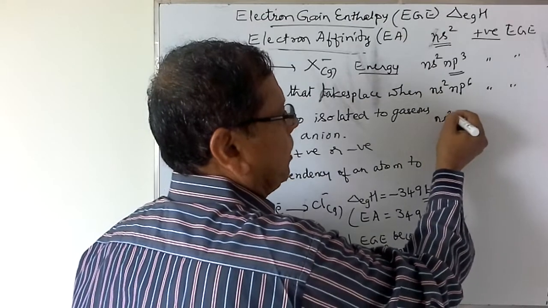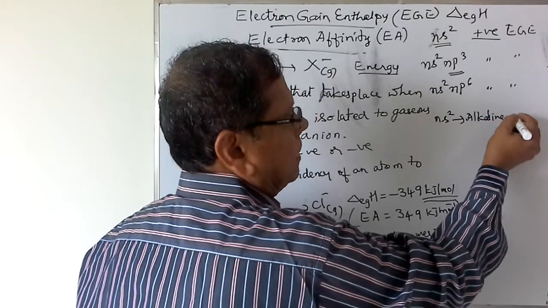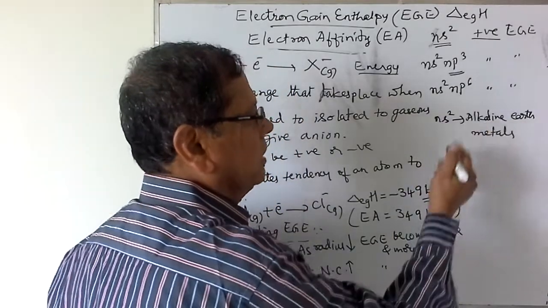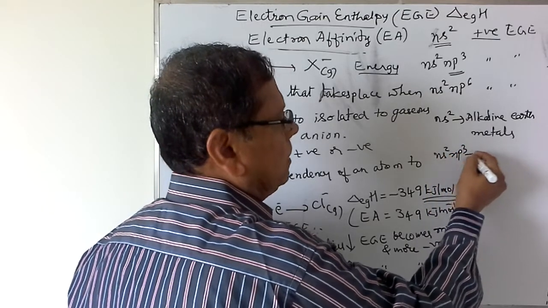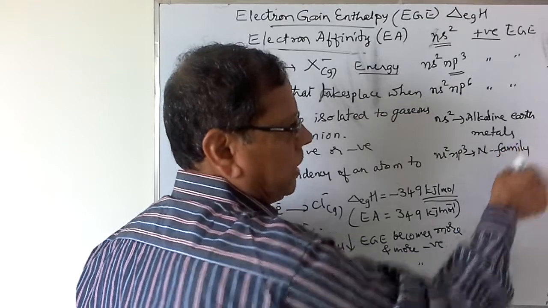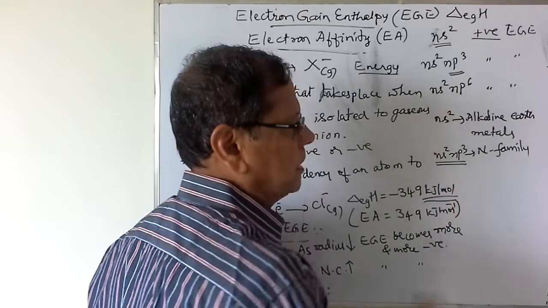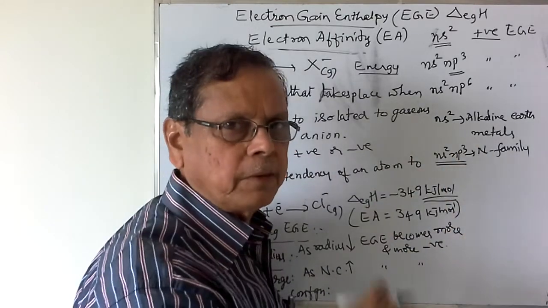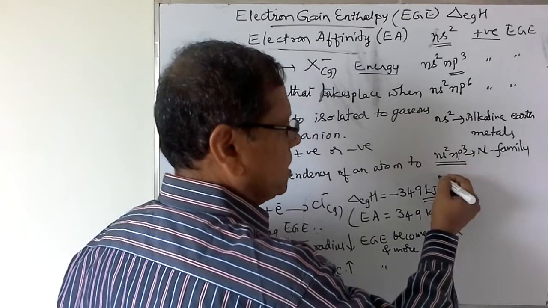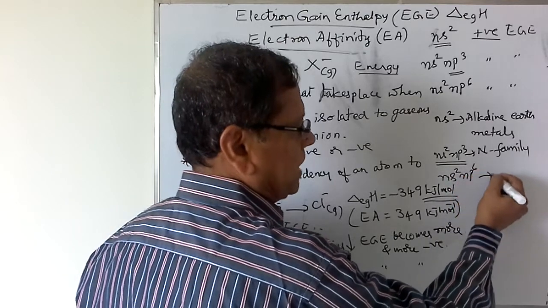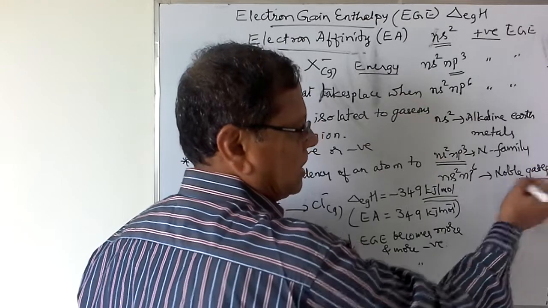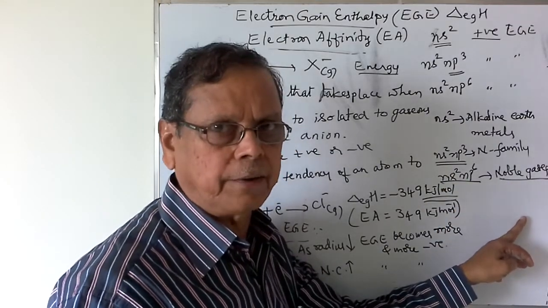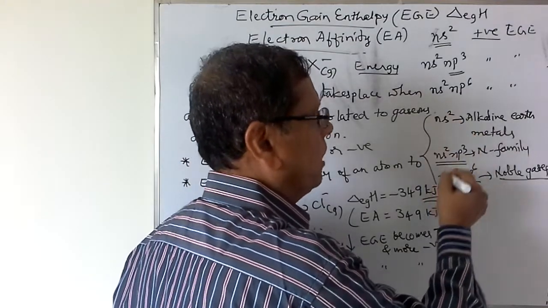For ns2, we write alkaline earth metals. They have positive electron gain enthalpy. ns2 np3 is the nitrogen family. Since the nitrogen family has a half-filled configuration, to add an electron to that particular orbit, energy has to be supplied because there will be disturbance in the stability. Then ns2 np6 is for the noble gases. Since the configuration indicates a completely filled orbit, a new orbit is required for the addition of an electron. That's why for these kinds of elements, the electron gain enthalpy will be positive.